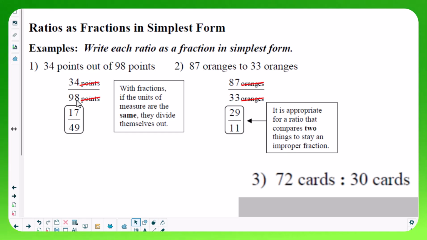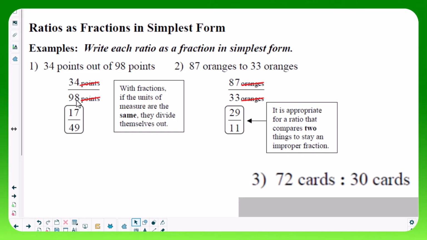For question number 2, we have 87 oranges to 33 oranges. Now, we have the same unit of measure, so we'll put 87 oranges on the top, 33 oranges on the bottom. When we simplify that, our calculator probably isn't going to give us 29/11, which is an improper fraction. We will more than likely get a mixed number for this one. So in that case, we will get 2 7/11, which can then be converted into 29/11. We can do that using our calculators. We can also do it by hand as well. We'll talk about how to convert mixed numbers back into improper fractions as we get to some of those examples, but we do want to keep it as improper fractions.